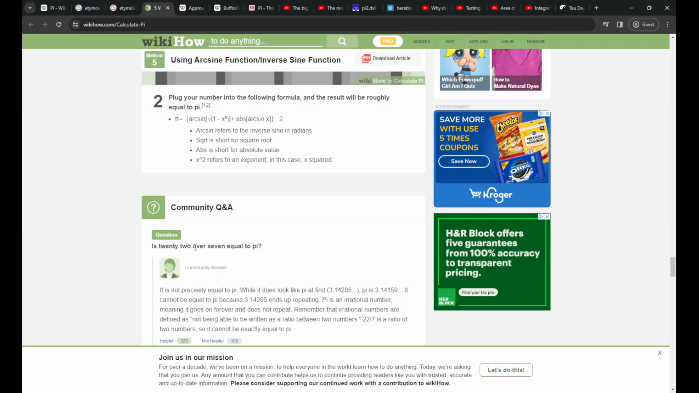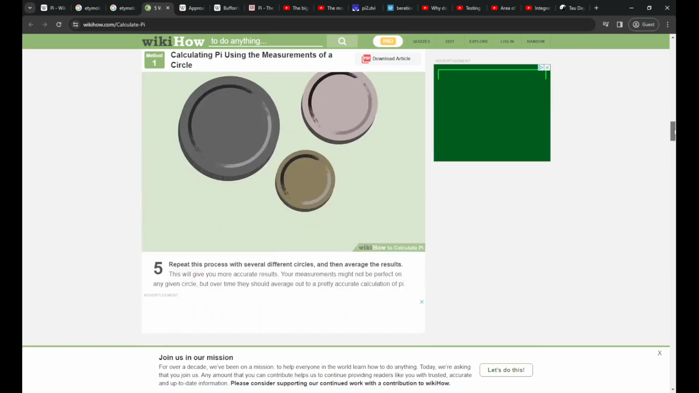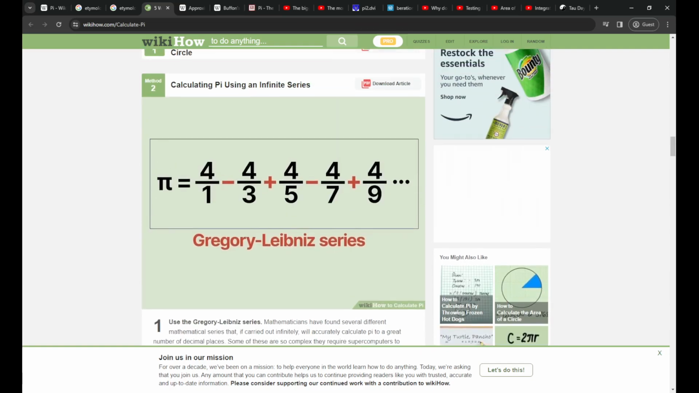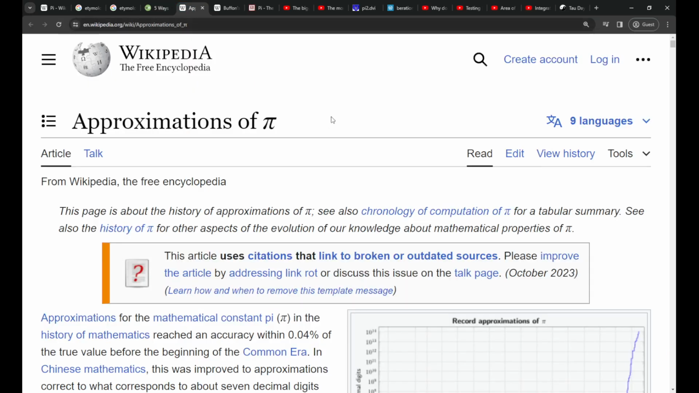Community Q&A: is 22/7 equal to pi? No, that's only an approximation. Pi is irrational and cannot be put into fractions. The Gregory-Leibniz series here, this one is the one that I'm thinking of here. Wikipedia has a whole article here on just approximations of pi.